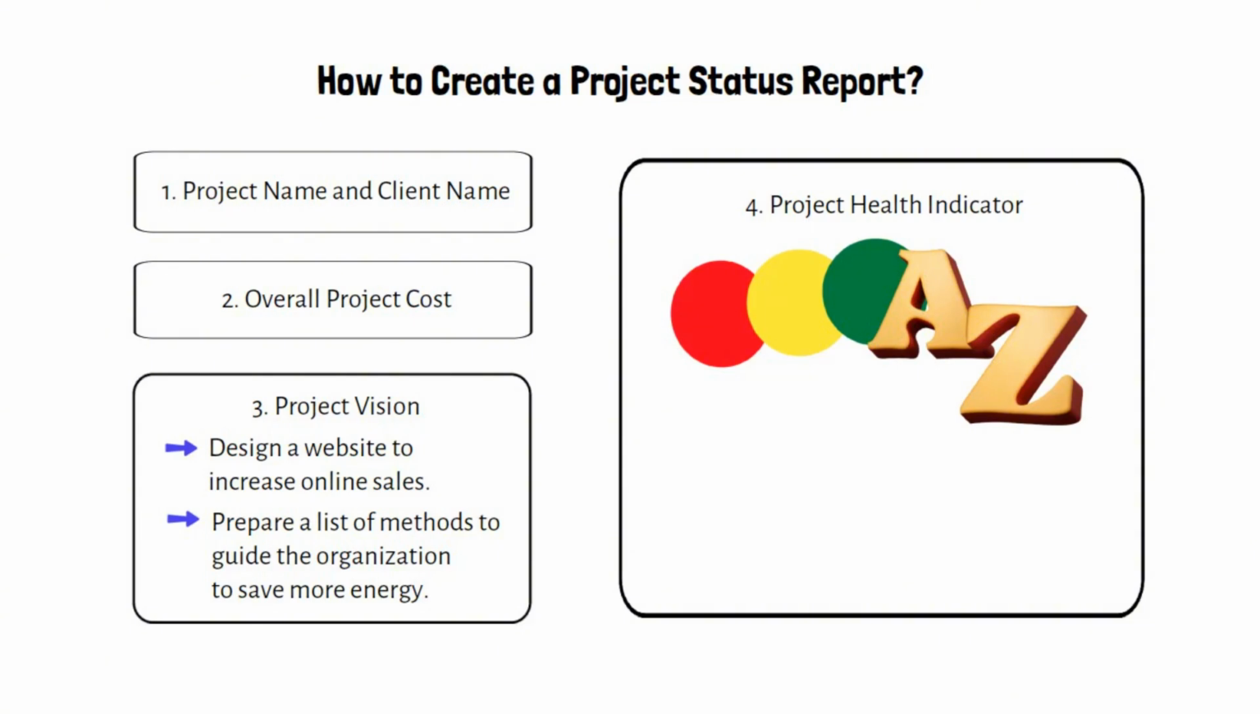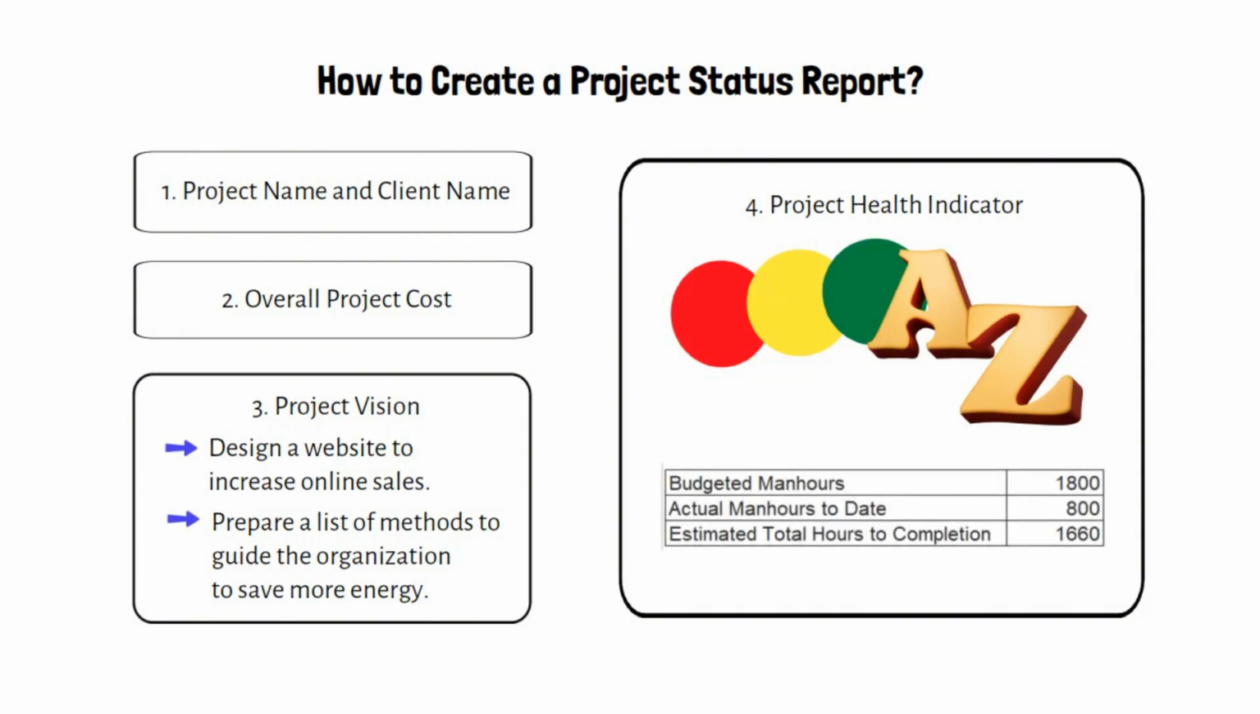Another item that we highly recommend you to include is an overall man-hour comparison to show how the project is performing against budgeted man-hour. The below figure demonstrates a comparison of budgeted man-hours, actual man-hours, and estimated total man-hours to completion.